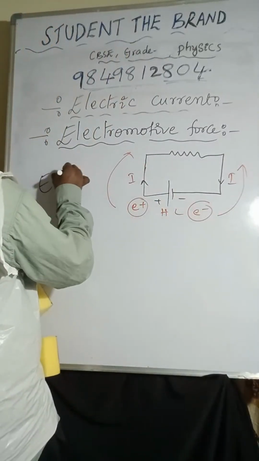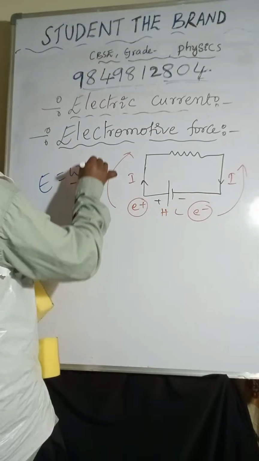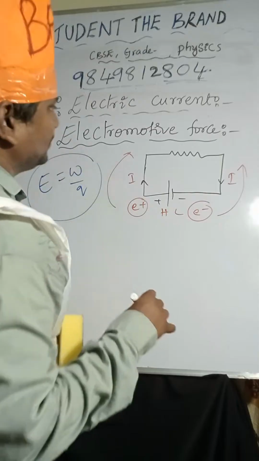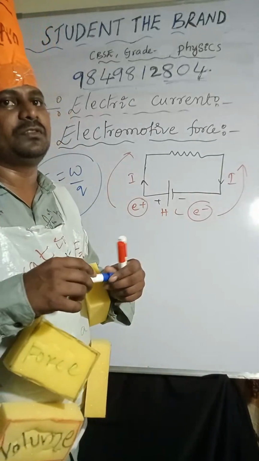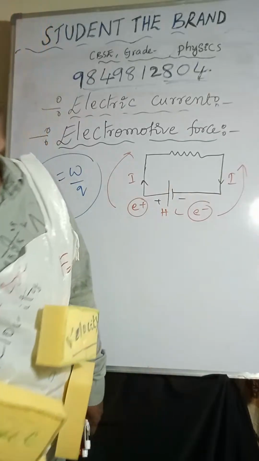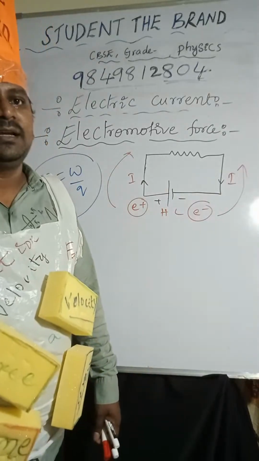So EMF, E equal to W by Q. E equal to W by Q. That is nothing but electromotive force. I hope it is very clear, right?